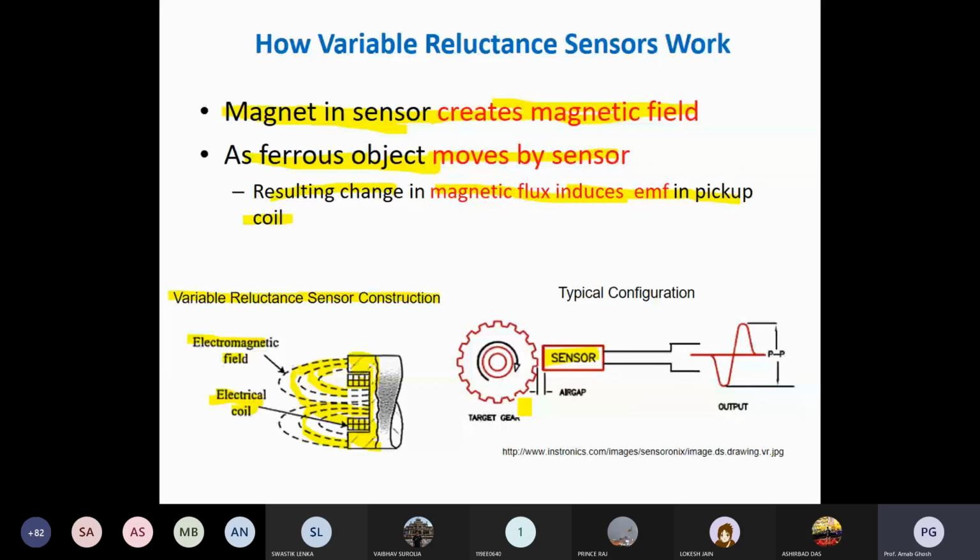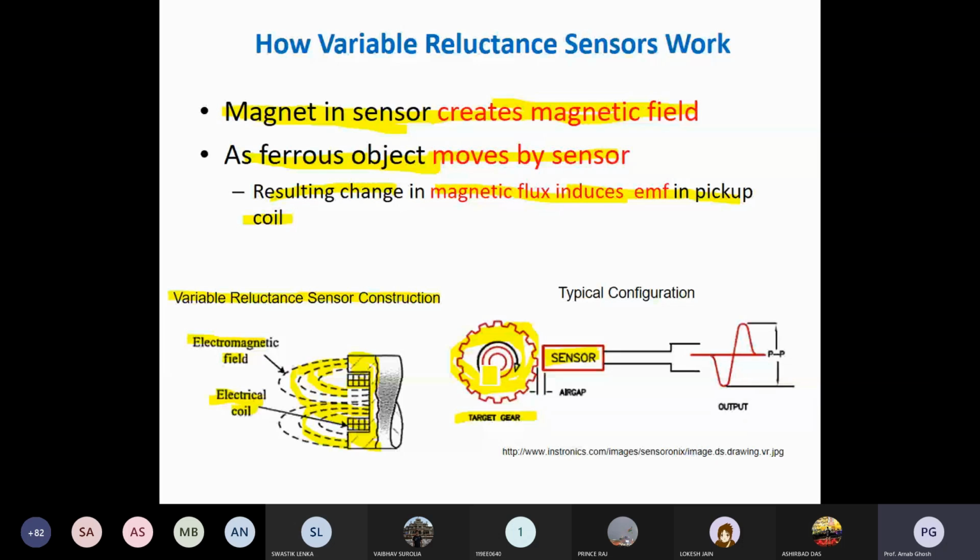So the sensor is there, and the target gear is there. The magnet is rotating, and the gear is rotating. The electromagnet will be placed at the sensor tip, and the magnetic field lines will be distributed like that. If the target gear is rotating, then what happens?